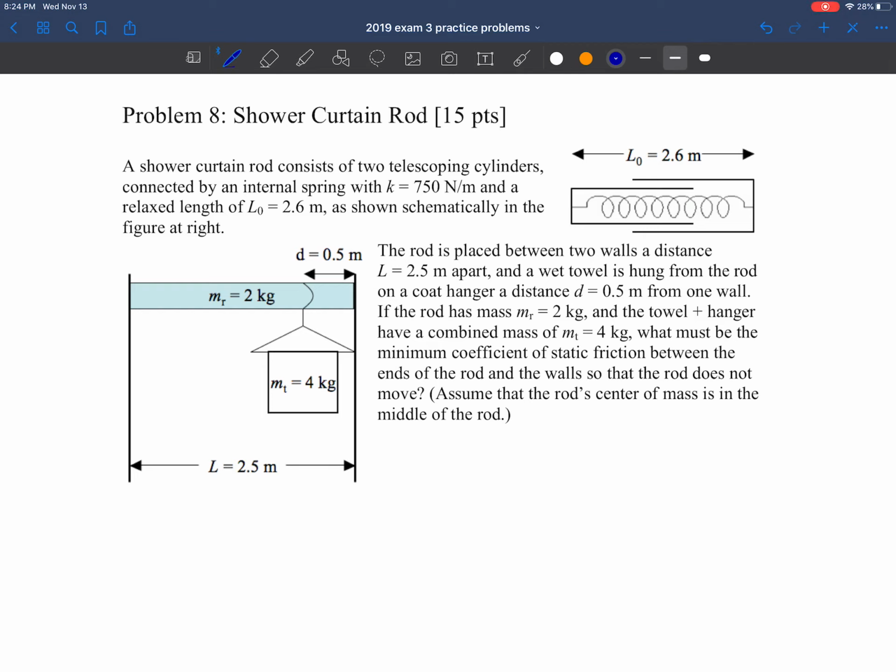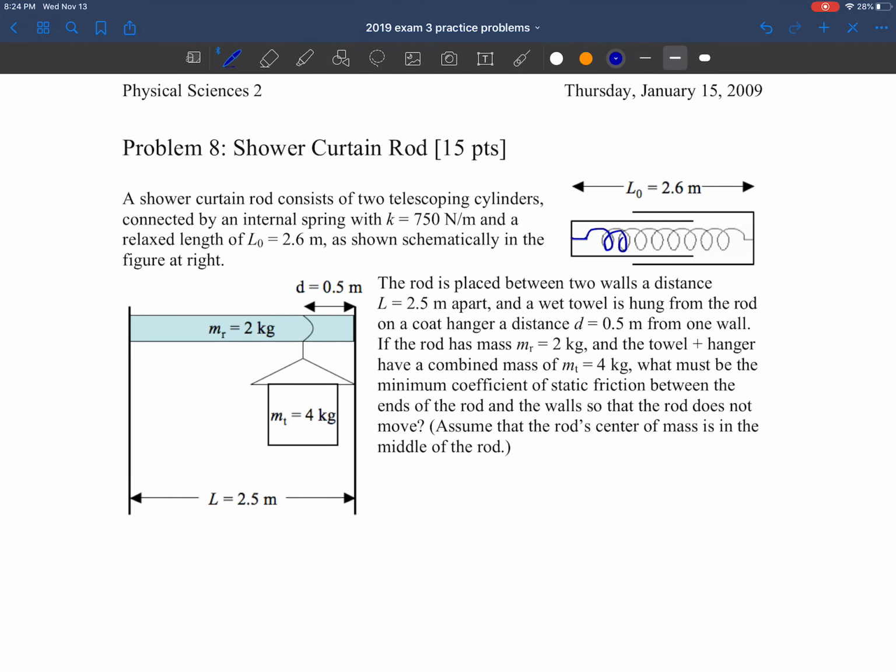This problem is a little bit tricky, mostly because of this spring component. So let's start by just reading the question. A shower curtain rod consists of two telescoping cylinders connected by an internal spring with K equals 750 newtons per meter. All right, let's write that down. And a relaxed length of L naught equals 2.6 meters. And here's our picture. The rod is placed between two walls a distance L equals 2.5 meters apart.